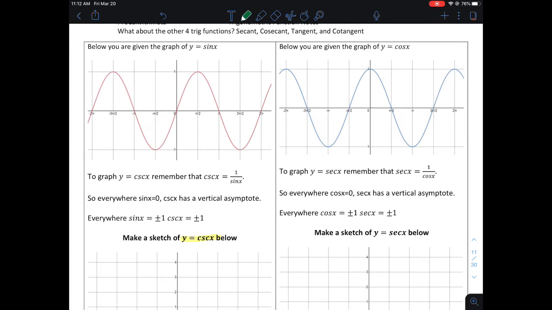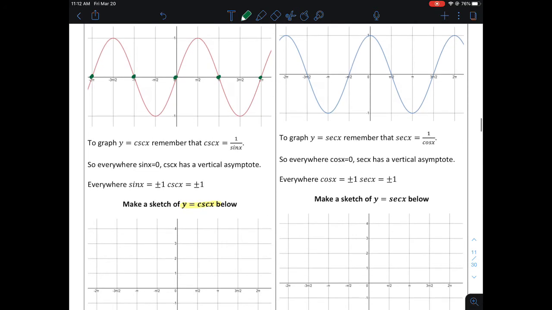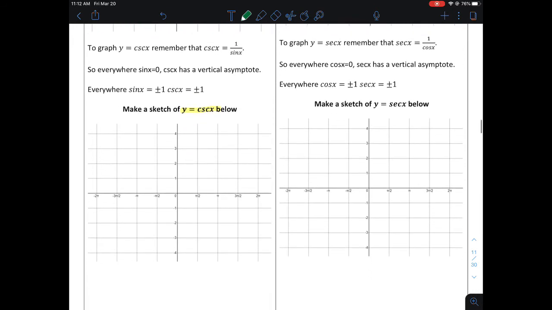Cosecant is the reciprocal of sine. So everywhere that sine equals 0, cosecant's going to be undefined, which means vertical asymptotes. So at all of the whole pi's here, where sine would equal 0, cosecant's going to be undefined. So I'm going to put vertical asymptotes at negative 2 pi, negative pi, at 0, pi, and 2 pi.